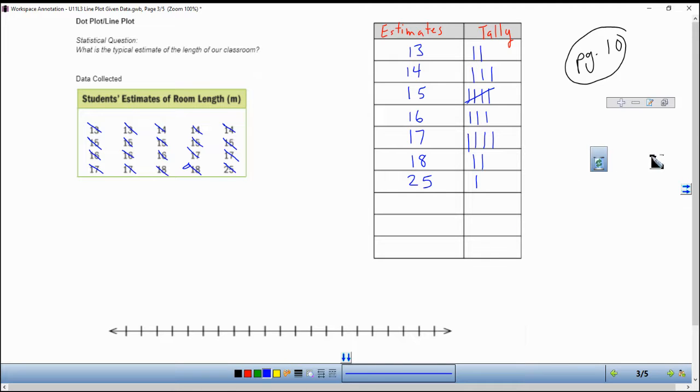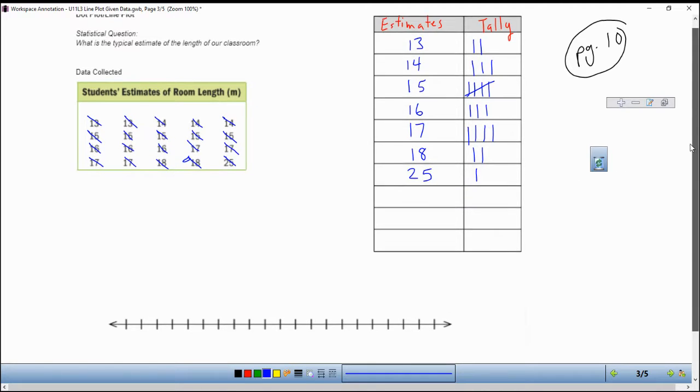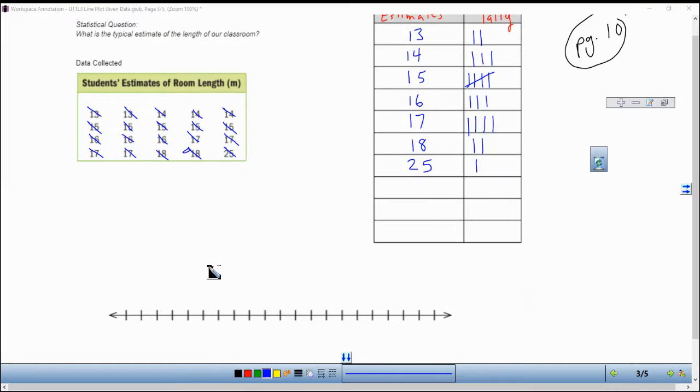So what we're going to do is make our line plot. Now, when we make our line plot, we'll start at 13 and we'll go up to 25. Even though there's no 19 or 20, we're still going to put those on the number line because we want to show what's called a gap, which we talked about yesterday. We want to show that there's no data between 18 and 25. So even though there's no data there, we're still going to write those numbers.